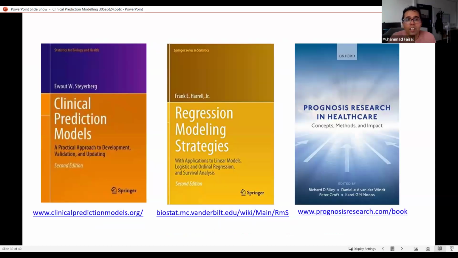I can recommend some of these books, which cover most of the things. On the left-hand side is a really good introductory book on clinical prediction models. It's written by Steyerberg, who is a professor in medical decision making in the Netherlands. He is a pioneer in introducing clinical prediction, and there's a lot of contribution from him.